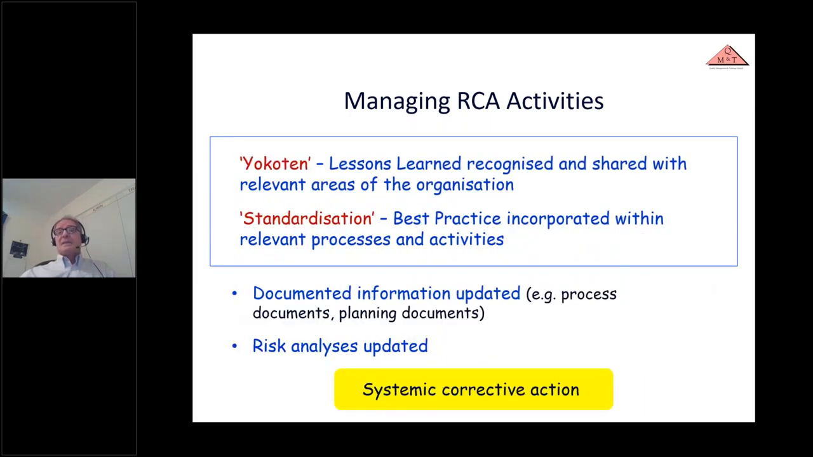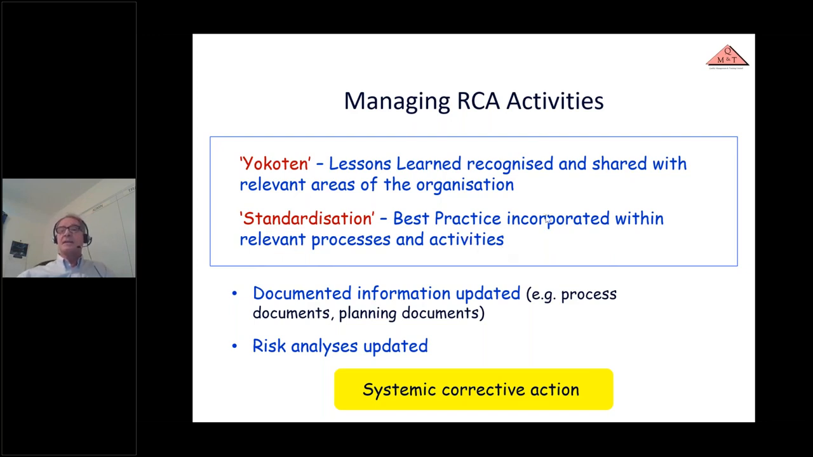The systemic corrective action. The Toyota production system has contributed a couple of very key principles associated with this. Yokoten. This translates as across everywhere. Best practice sharing. It's prompting the organisation to recognise the lessons learnt from the RCA activity and share them with relevant areas of the organisation. Different work areas, different sites. Standardisation. Best practice being incorporated within the relevant processes and activities on a day-to-day basis.